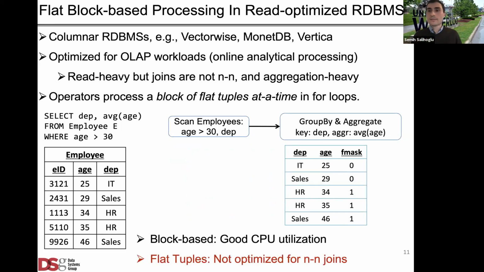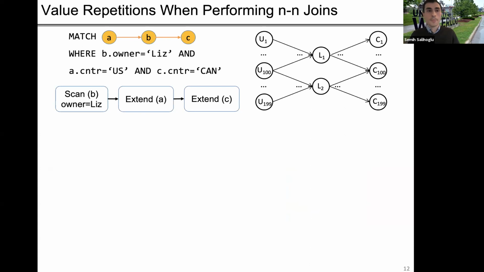So the fact that processing happens a block at a time is very good for CPU utilization. This is very well understood, compared in particular to even more traditional query processors that perform tuple-at-a-time processing. But the fact that a single block of flat tuples is passed between operators is not really optimized for many-to-many joins. So let me show you what the shortcoming is in the next slide.